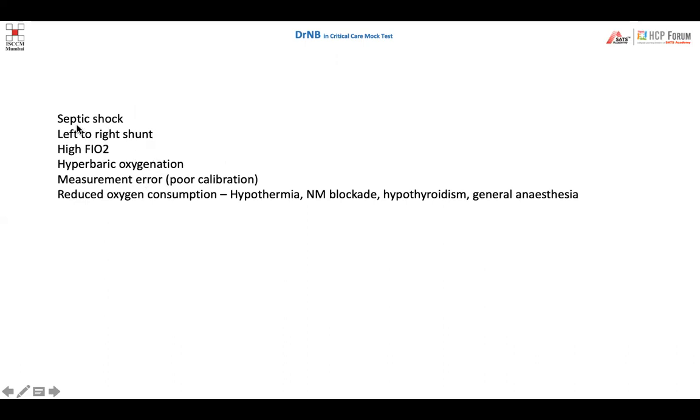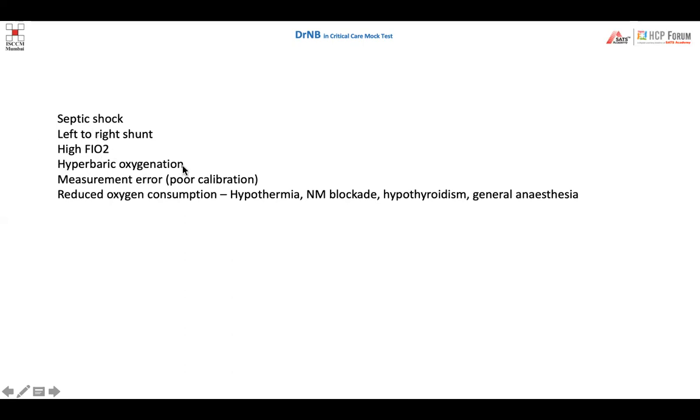which is happening. So, in septic shock, where the extraction is less, and in left to right shunt, the oxygenated blood is mixing with the deoxygenated blood in the right ventricle, so the mixed venous oxygen saturation will increase. High FiO2, where the PO2 is very high or the saturation is very high already.